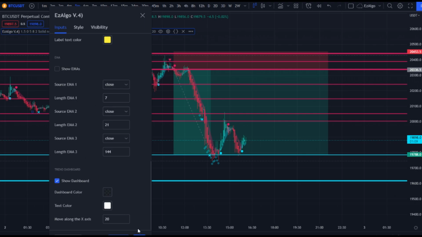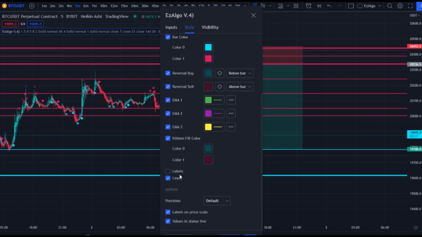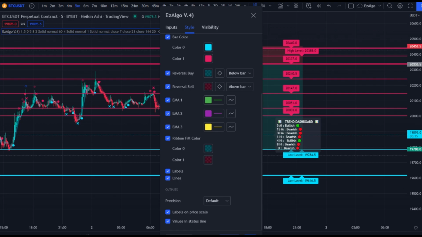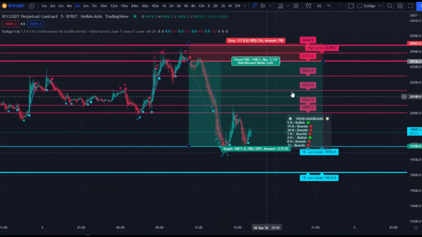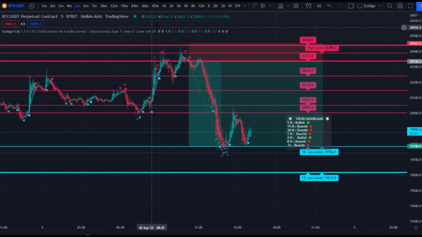And the trend dashboard I'll keep on. To actually turn the trend dashboard on, you need to have your labels on because it is technically a label. But I normally keep my labels off and just have the lines because I don't care for the exact price at these levels. But I do like to have the trend dashboard on at times so I'm not switching back and forth between time frames wondering what the trend is. I can just look at the trend dashboard, and if everything is bearish, I'm going to be looking for sells. If everything is bullish, I'm going to be looking for buys.